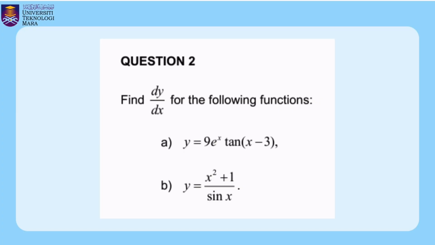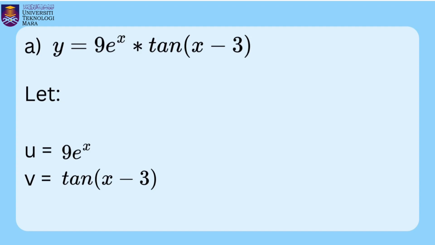I will be answering question 2. Find dy over dx for the following functions. A, y equals 9e^x times (10x minus 3), and B, y equals (x squared plus 1) over sin x. For A, y equals 9e^x times (10x minus 3), let u equal 9e^x and v equal 10x minus 3.